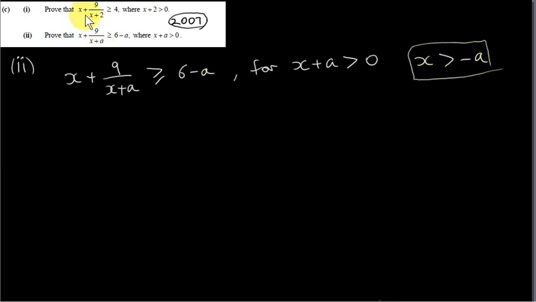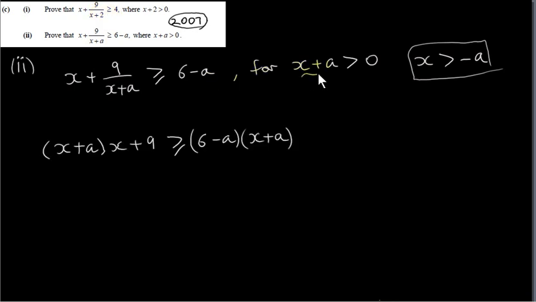As a matter of fact, the inequality in part 1 is a special case of the inequality in part 2. If we plug in a equals 2 in this inequality, we will get the inequality in part 1. Now, since we're given that x plus a is greater than 0, we can multiply both sides of this inequality by x plus a. So that means we can cancel this denominator. So this is what we get.